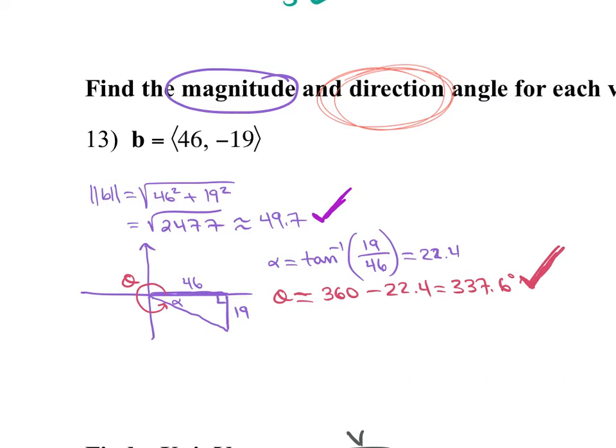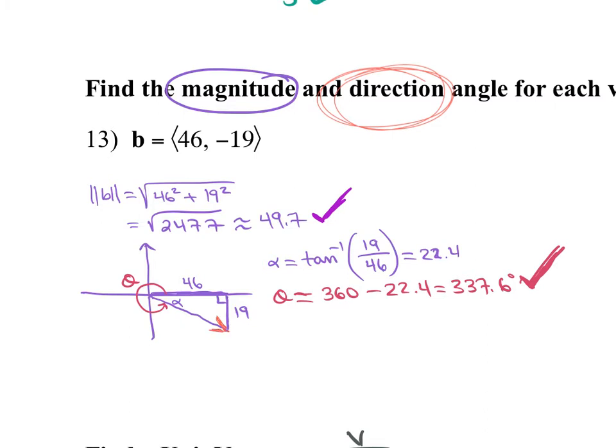Now, as far as the direction goes, you'll want to draw a triangle. So we would start at the origin, go to the right 46, and then down 19. And of course, again, I just ignored the negative that's on this 19, because all I'm looking for is distance. So over 46, down 19. You then want to find the alpha that is in this right triangle here. And so this is your vector going in this direction.